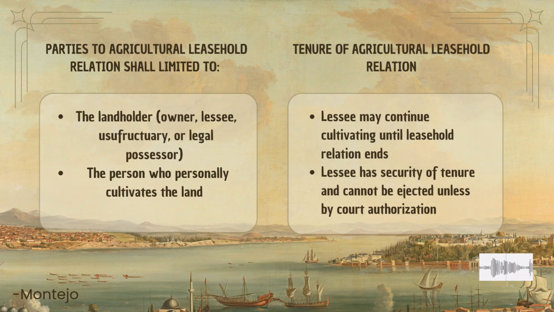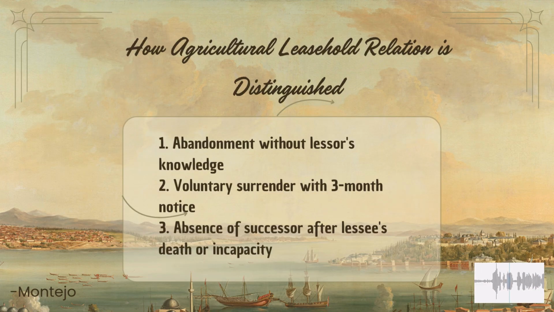Tenure of agricultural leasehold relation. Once the leasehold relation is established, the farmer or lessee has the right to continue working on the land. This right continues unless the leasehold relation is lawfully ended. The lessee also has security of tenure, meaning they cannot be removed or ejected from the land unless authorized by the court.